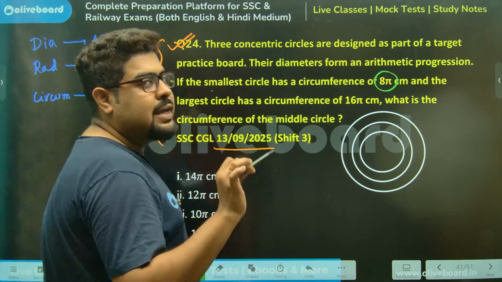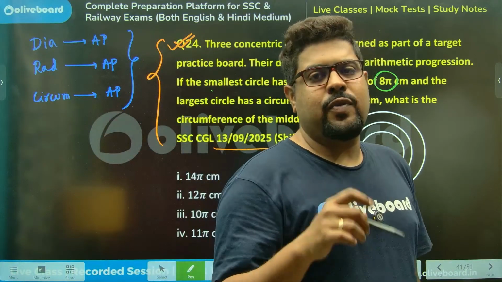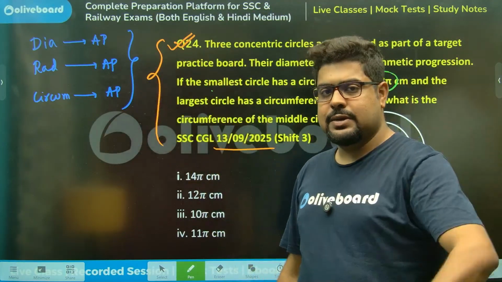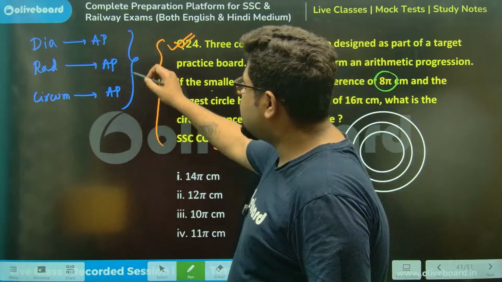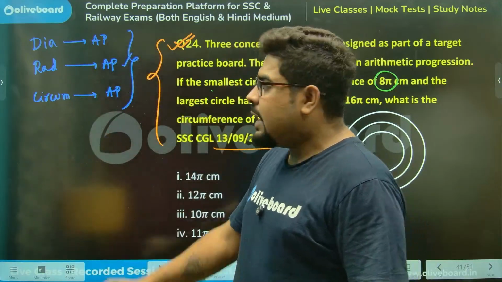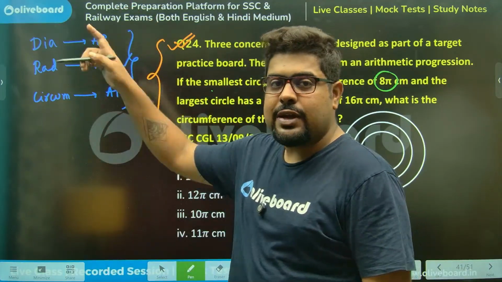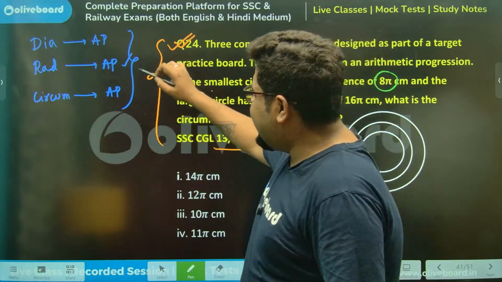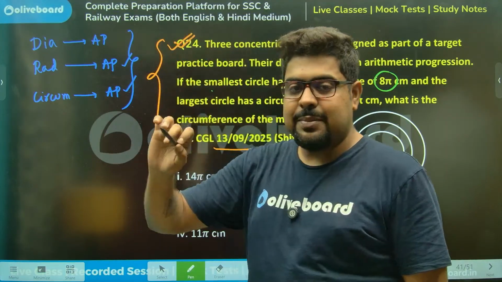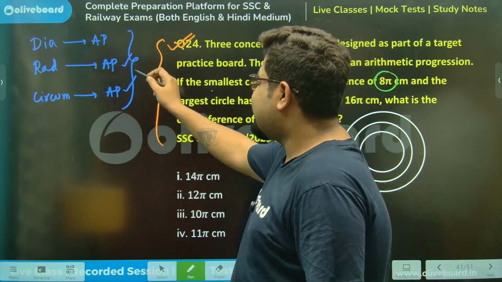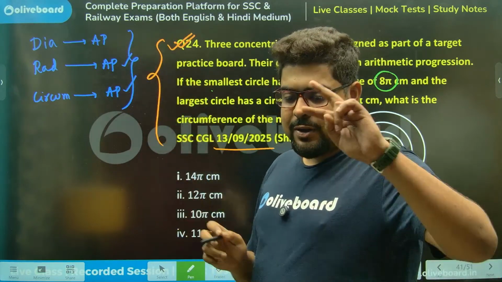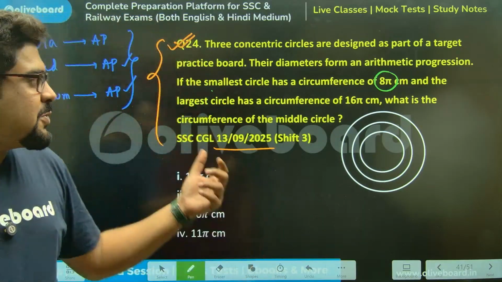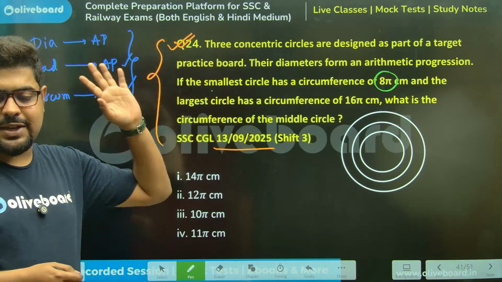Please understand. Why? Because in an AP, if you divide each term of an AP by a constant number, the resultant series is also an AP, which happens here. Diameter, each term you divide by 2, you get radius, also an AP. Now, in an AP, if you multiply each of those terms by a constant number, that is also an AP. That is what happens here. You multiply by the constant 2 pi. 2 pi is a constant number. So you get the circumference, that's also an AP.